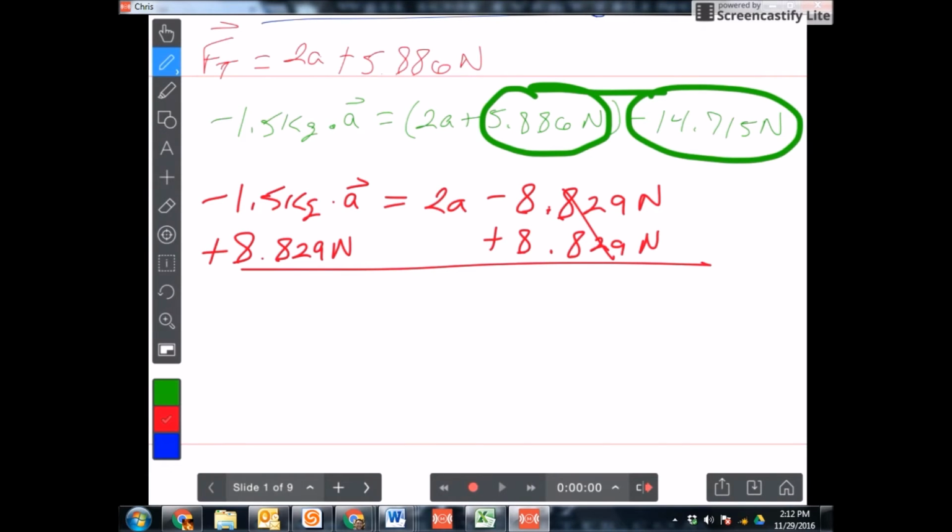All right. So we've got 8.829 plus negative 1.5 kilograms times acceleration equals 2 times the acceleration. So what now? Now we'll add this, okay? So we're going to say plus 1.5 times the acceleration.